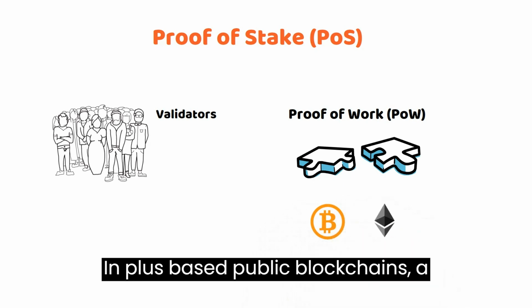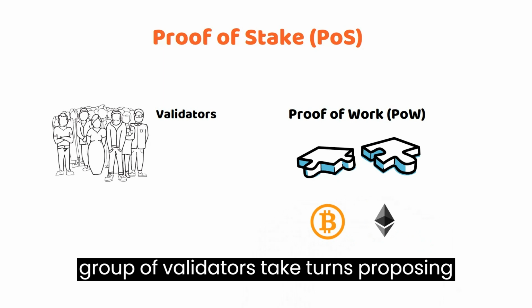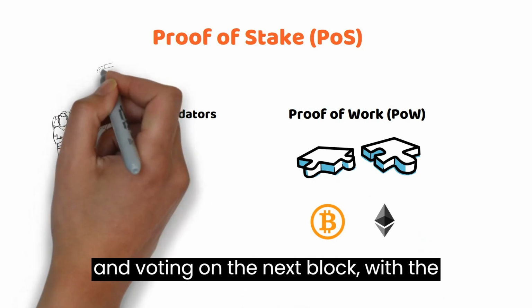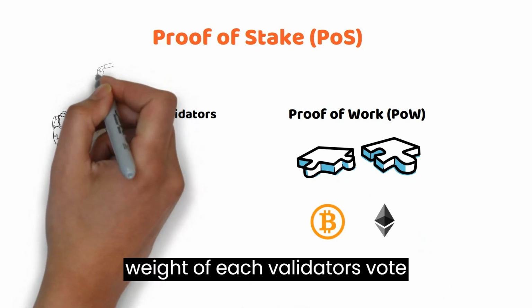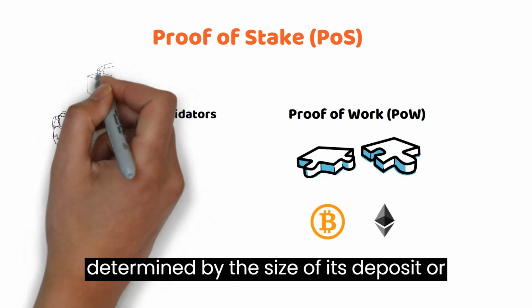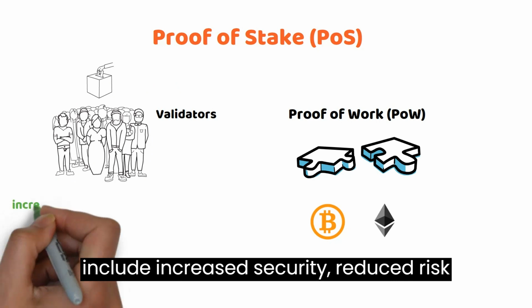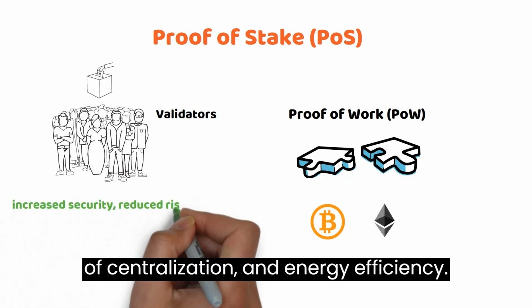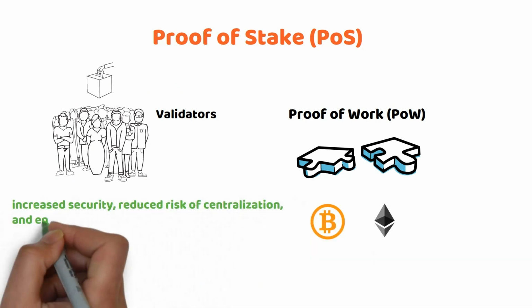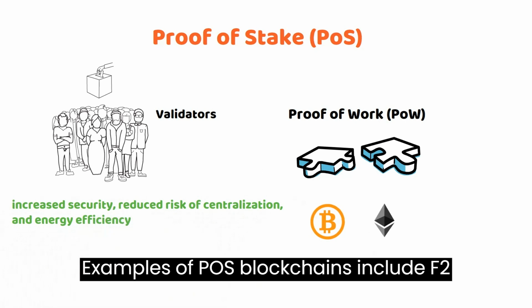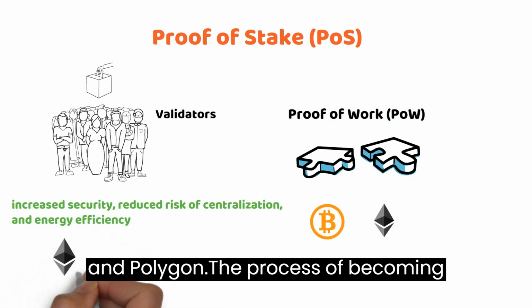In PoS-based public blockchains, a group of validators take turns proposing and voting on the next block, with the weight of each validator's vote determined by the size of its deposit or stake. Advantages of PoS include increased security, reduced risk of centralization, and energy efficiency. Examples of PoS blockchains include Ethereum 2 and Polygon.